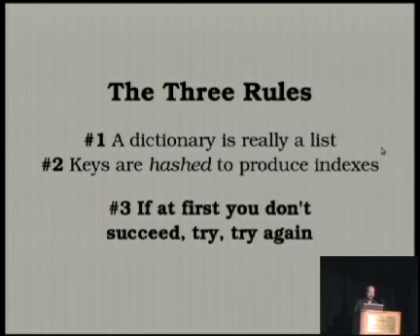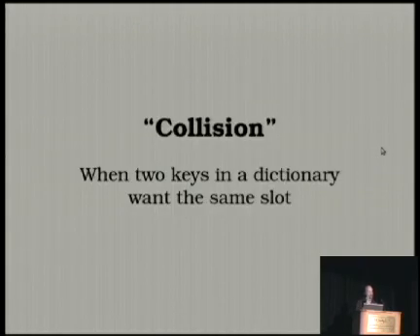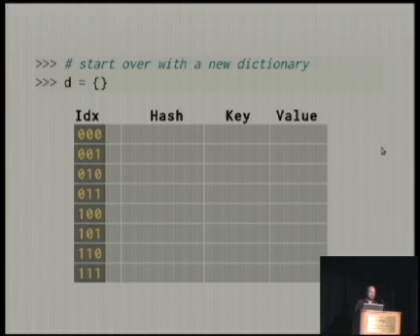The third rule, and last, is that if at first you don't succeed, try and try again, because it was just good fortune that the last 3 bits of the hashes of those keys that I just tried happened to not be the same. I mean, there's only 8 possibilities, so very often 2 keys you try will have the same 3 lower bits in their hash. That's called a collision, when 2 keys in a dictionary want the same slot.